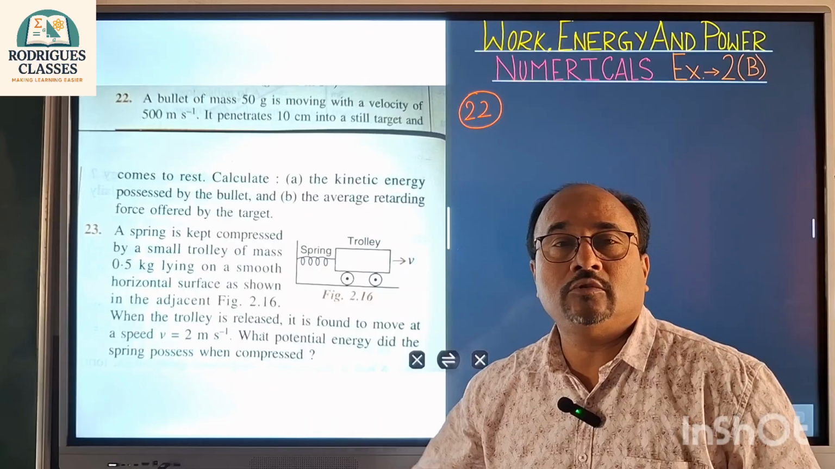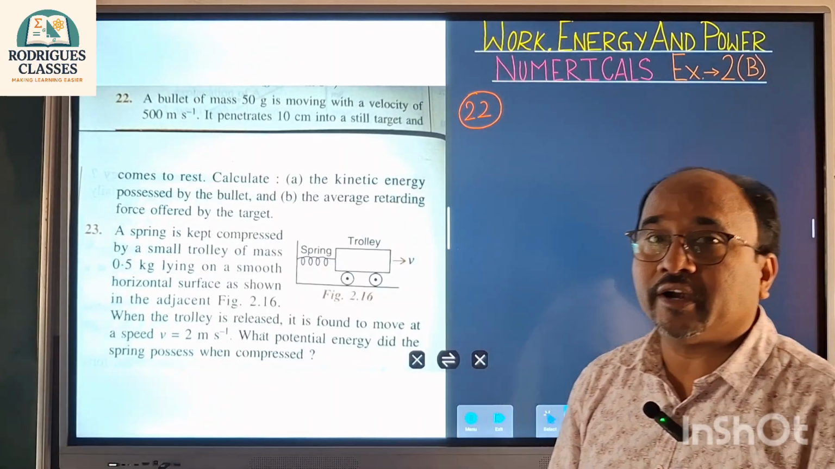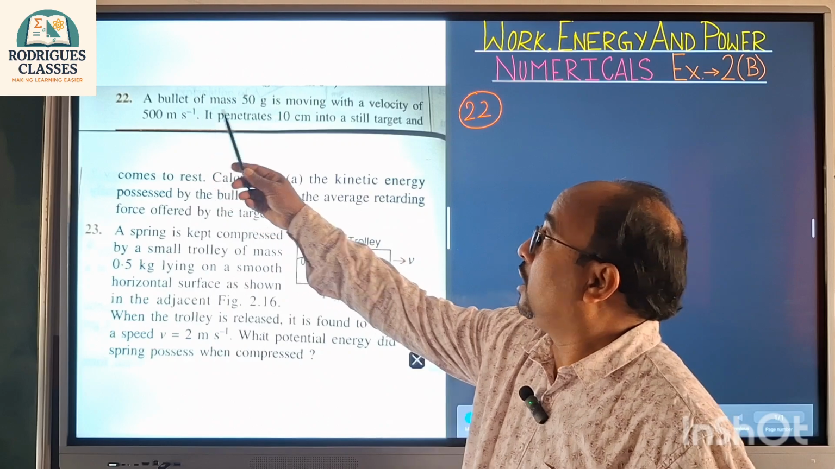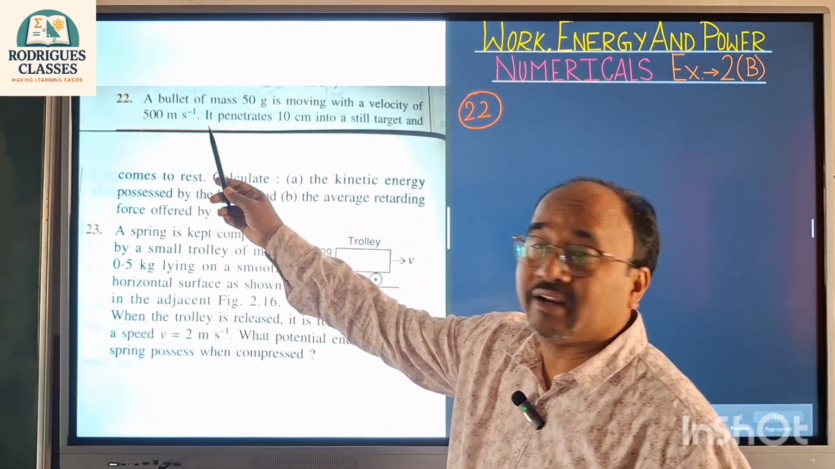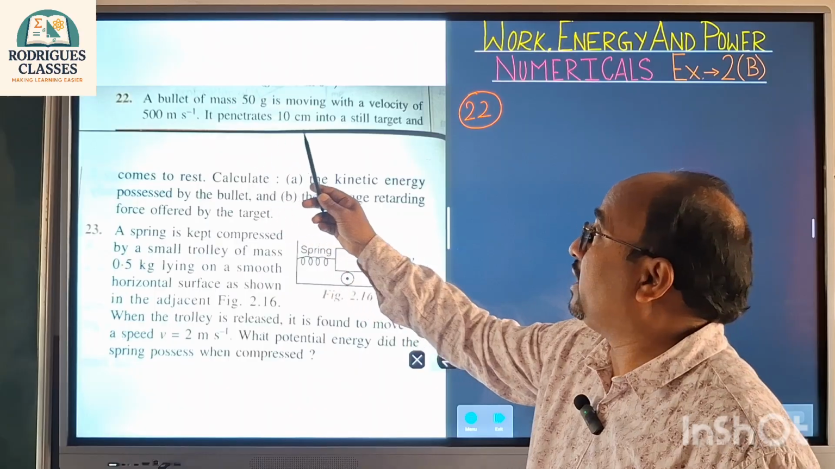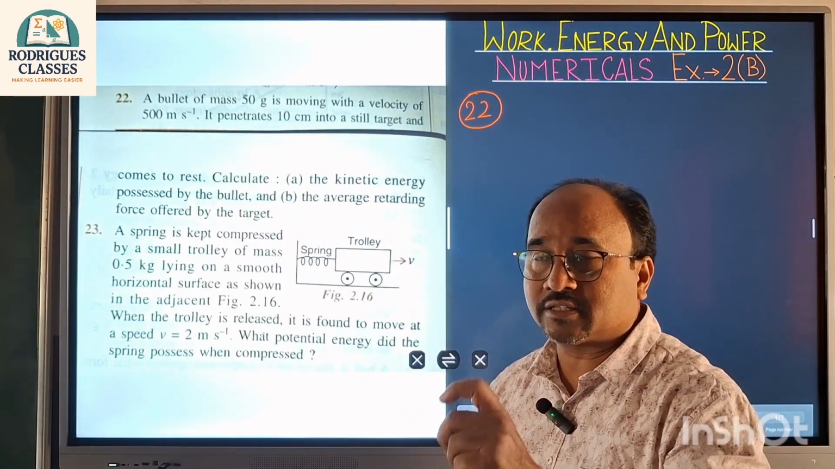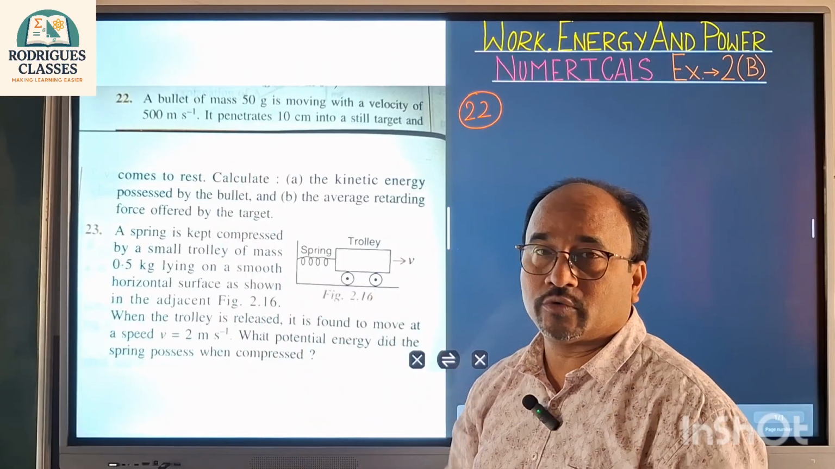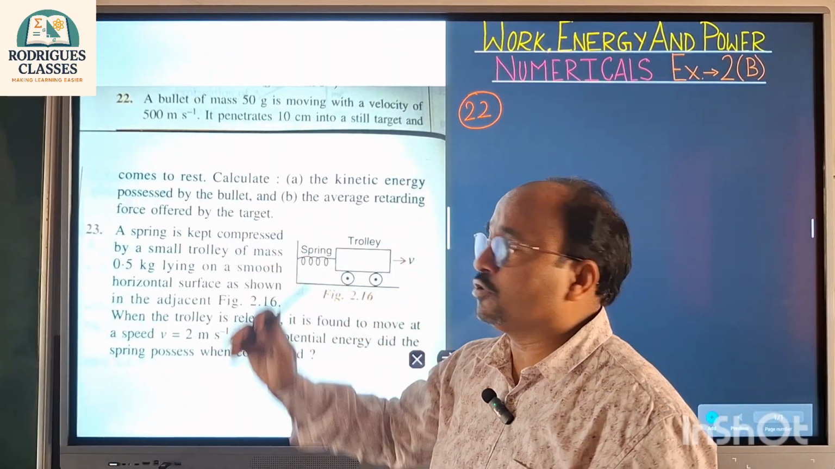Now we come to numerical number 22. Follow the question, a little bit different type of numerical this is. A bullet of mass 50 gram is moving with a velocity of 500 meter per second. It penetrates 10 centimeter into a still target. So a target is still, the bullet penetrates and comes to rest. So final velocity is 0. Calculate the kinetic energy possessed by the bullet.